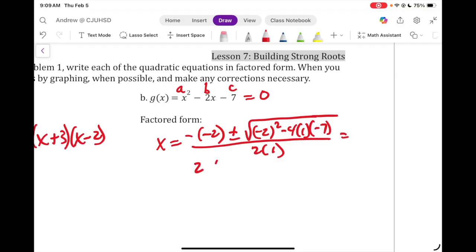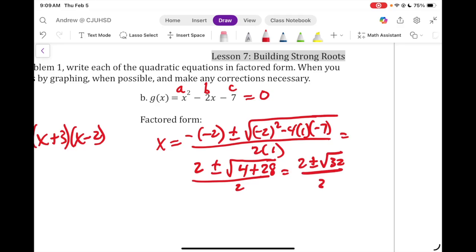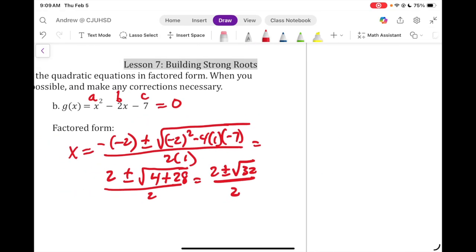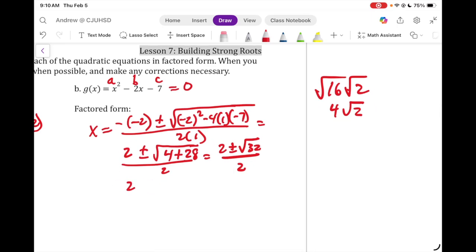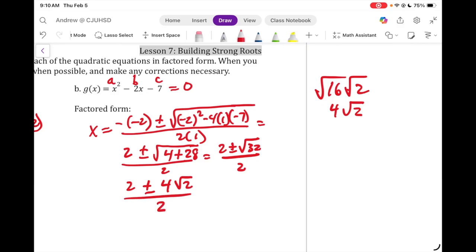So it's 2 plus or minus the square root of 4 plus, and then 4 times 7 would be 28, and that's over 2. So 2 plus or minus the square root of 32 over 2. What is the square root of 32? Well, that's 16 times 2, or the square root of 16 times the square root of 2, it's 4 root 2. So this is 2 plus or minus 4 root 2 over 2. And now I can reduce. 2 goes into 2 once, 2 goes into 2 once, 2 goes into 4 twice. And this is 1 plus or minus 2 root 2.